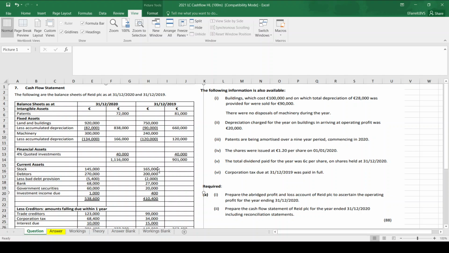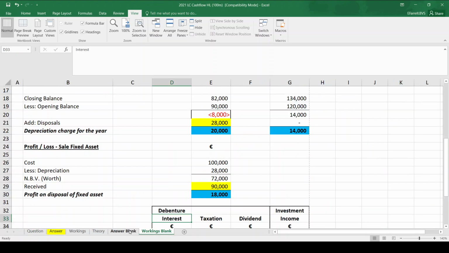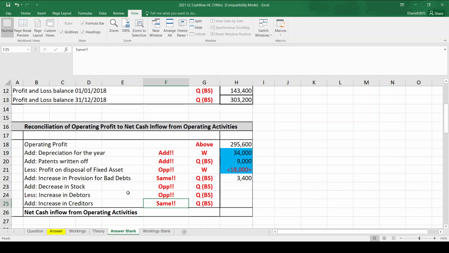So if I look at stock, it has gone from 165 to 145, so it's decreased by 20,000. And if it's decreased by 20,000, and it's the opposite of what you think, it's going to be a positive 20,000.